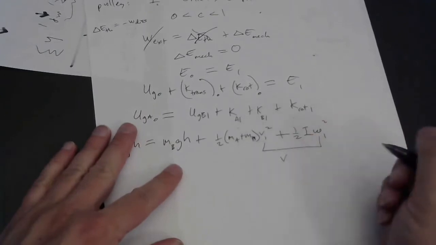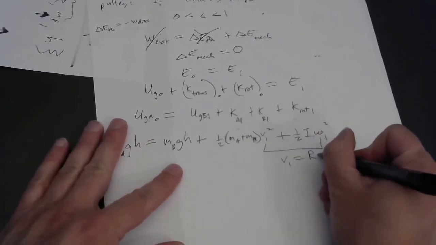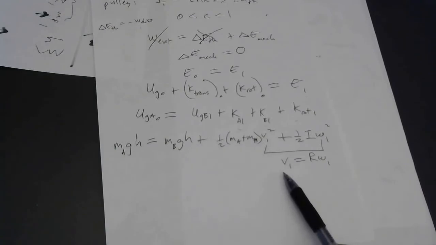All right, so now we can relate these two. The speed of mass A as it strikes is very simply related to the rotational speed of the pulley at the moment mass A strikes the floor. The pulley is going to spin faster and faster as that block goes faster and faster. Two fasters, is that redundant?